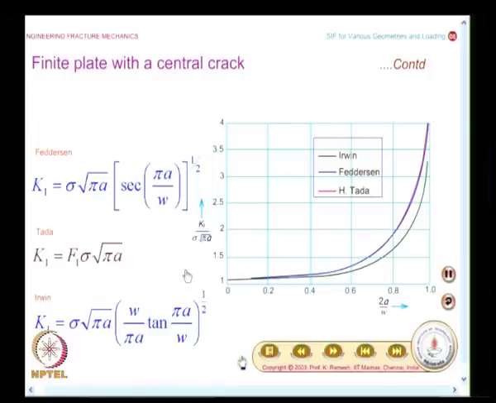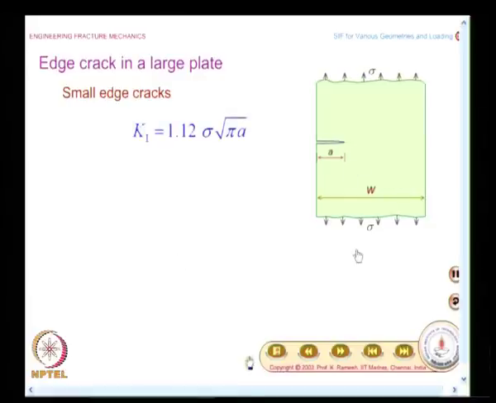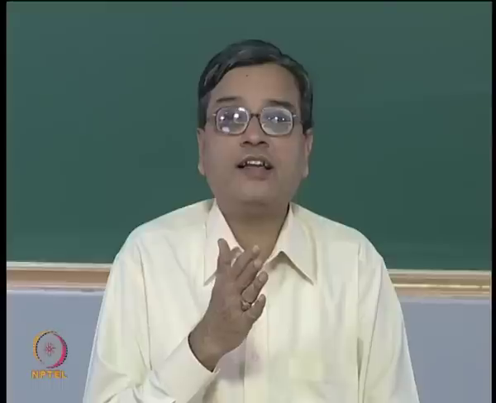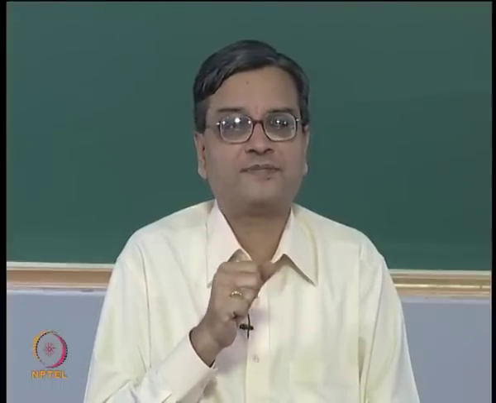Now we have looked at what is the kind of stress intensity factor for a center cracked specimen. Next we will move on to the single edge notched specimen, and what is it that you see for small edge cracks? What is it that you see? You have a factor 1.12 attached to this. What does it signify?